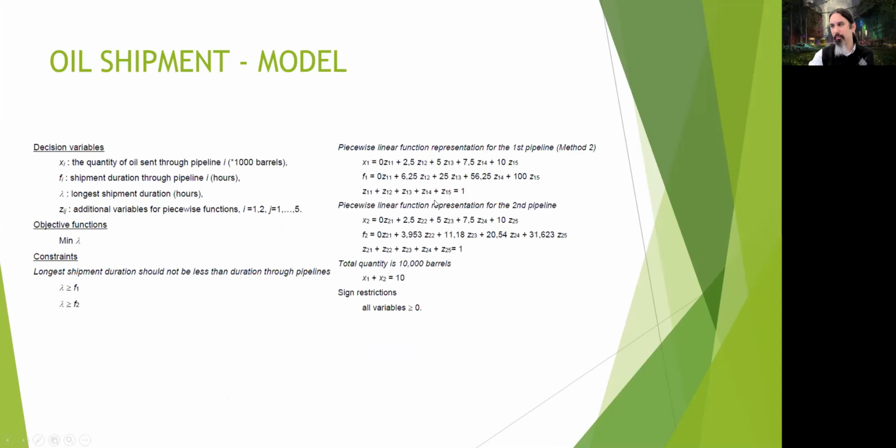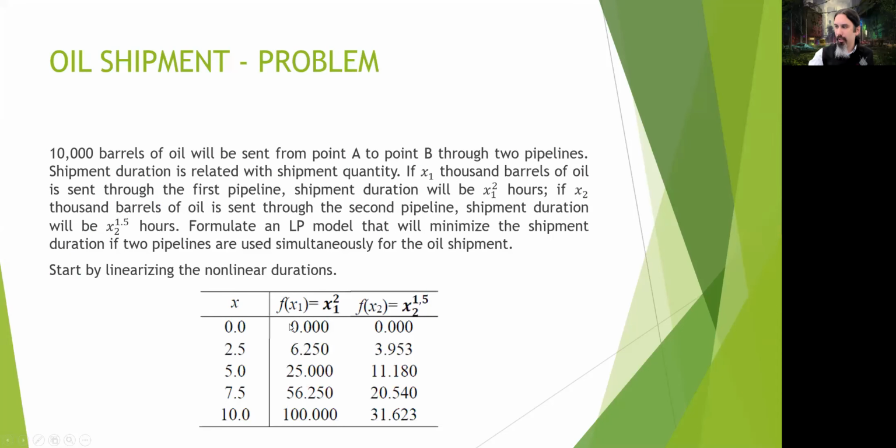And we can do this both ways. I can just pick one of them, and I pick method 2, and model it like this. We are trying to minimize the longest shipment duration in hours. To do that, we have to say that this longest shipment hour, lambda, is going to be greater than both F1 and F2. It's just like the absolute value, which makes sense. And I'm trying to minimize this lambda value. All right, for the first pipeline, I have these. Remember this one, let's go back.